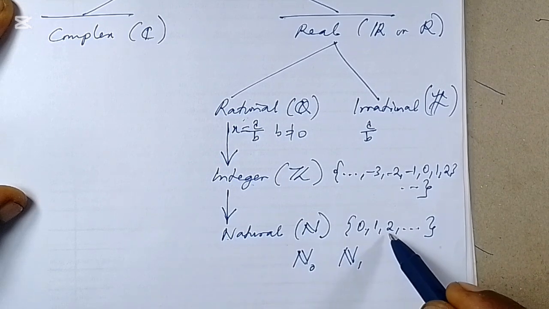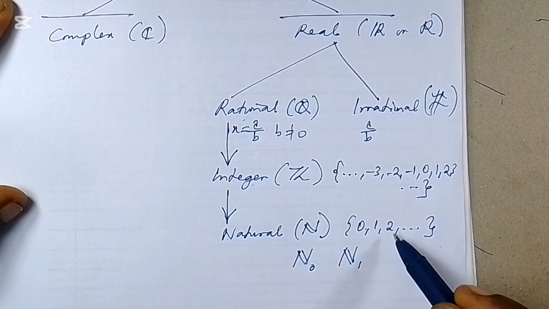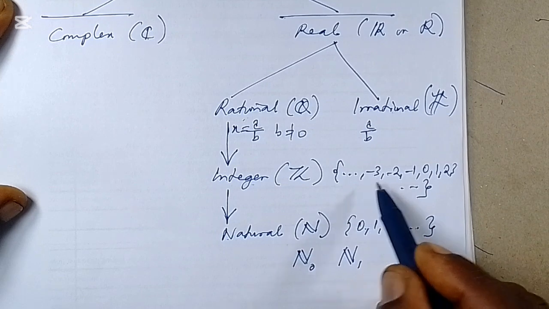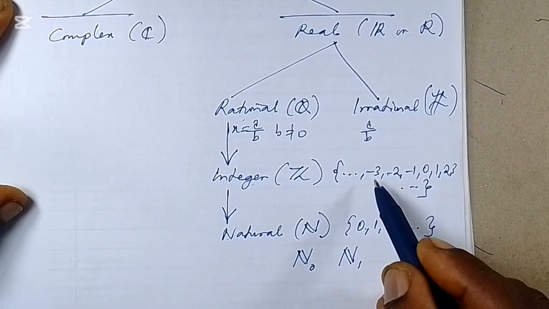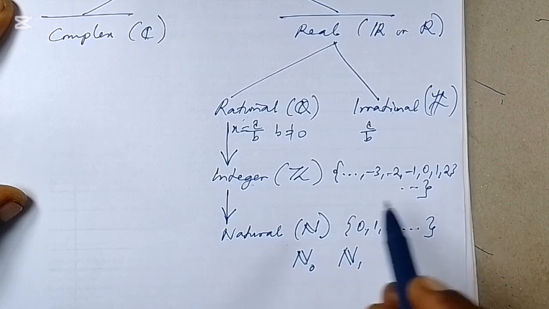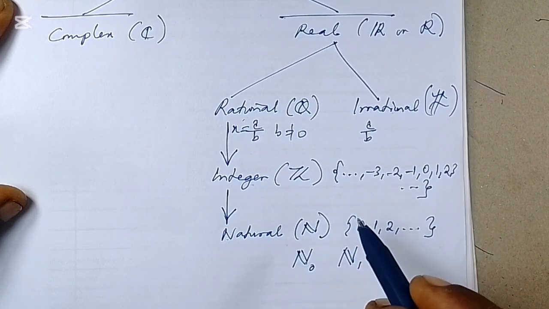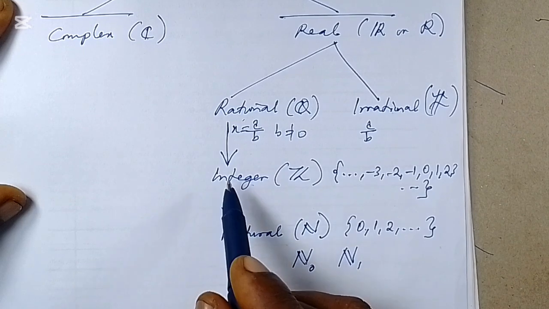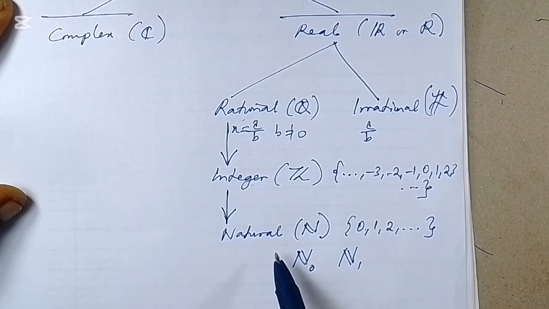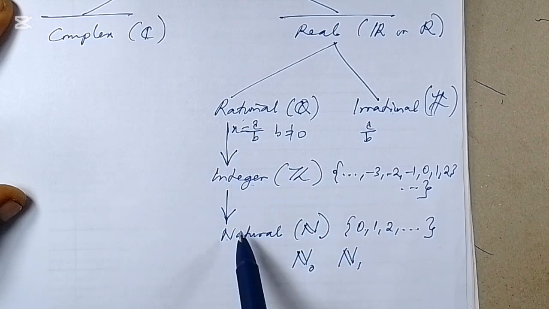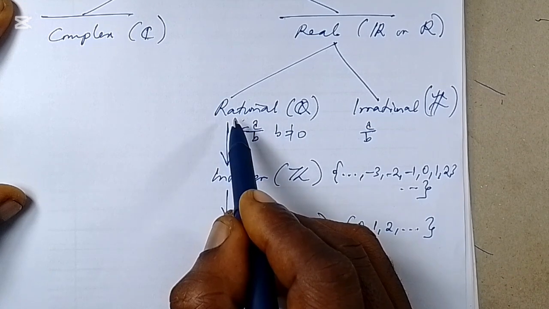For example, take 2, which is a natural number. 2 can be expressed as 4 over 2, it can be expressed as 8 over 4, and so on. If you take an integer such as -3, it can be expressed as a ratio of two integers, which is -6 divided by 2, and you can even take -18 divided by 6, it will give you -3. So natural numbers and integers can be expressed as a ratio of two integers, therefore making them rational numbers.